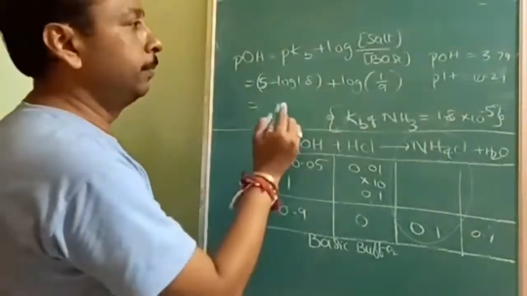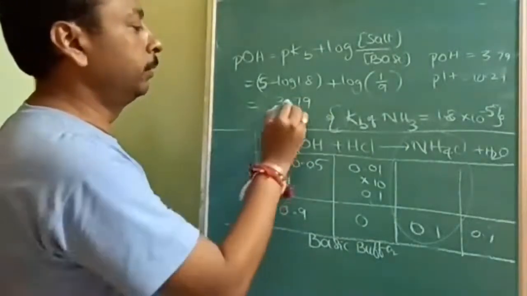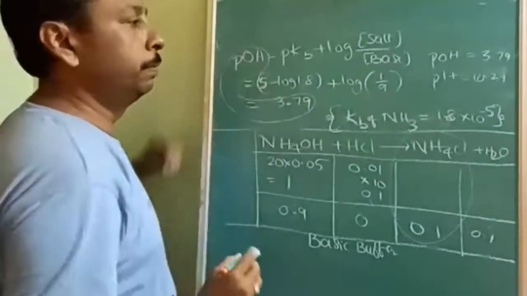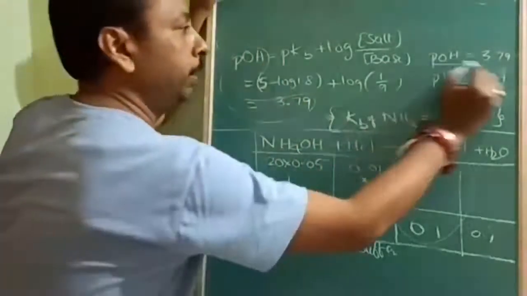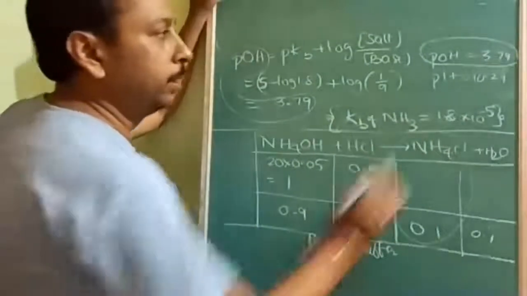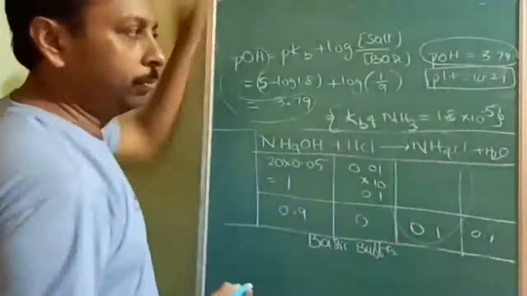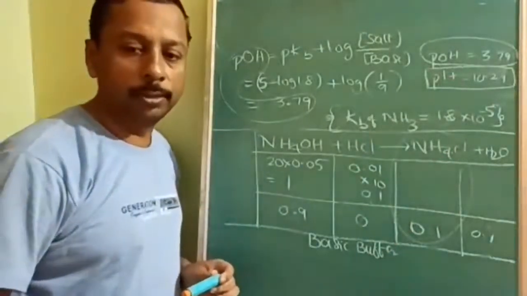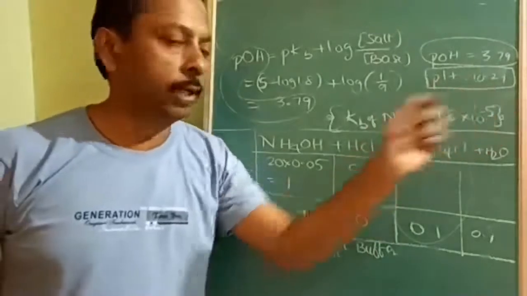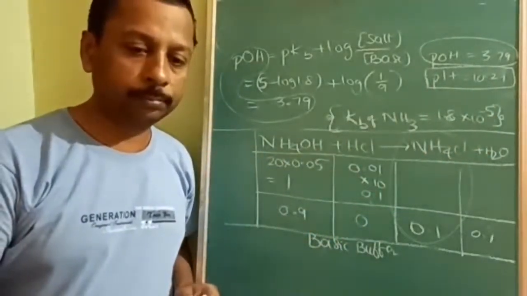After simplifying, this will be 3.79. Remember, the question is not about pOH. Question is about what? pH. So if pOH is equal to 3.79, 14 minus 3.79, pH will be how much? 10.21. So the answer to this question is pH is equal to 10.21.